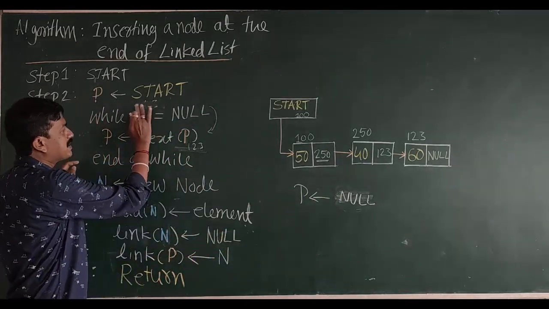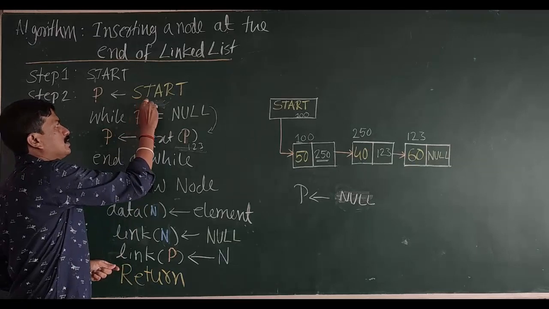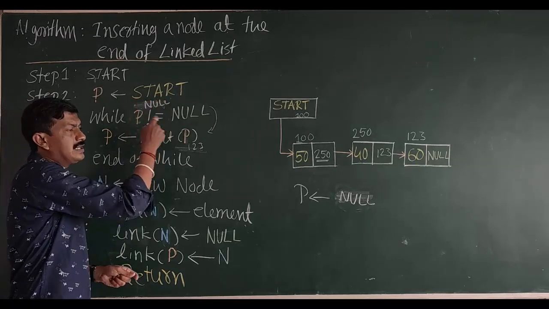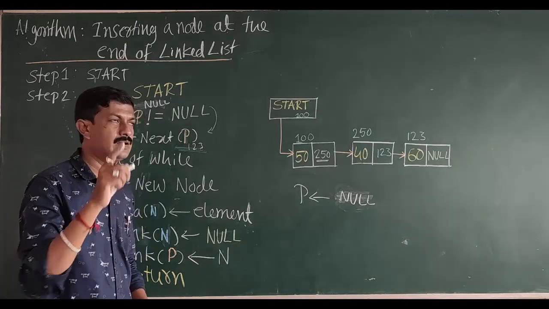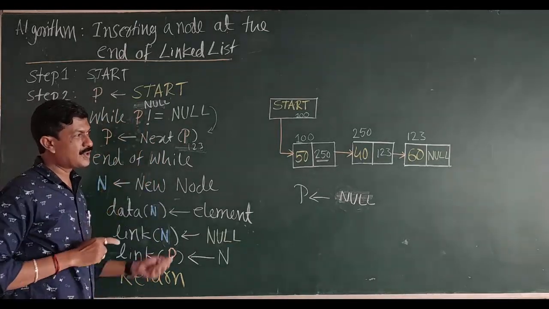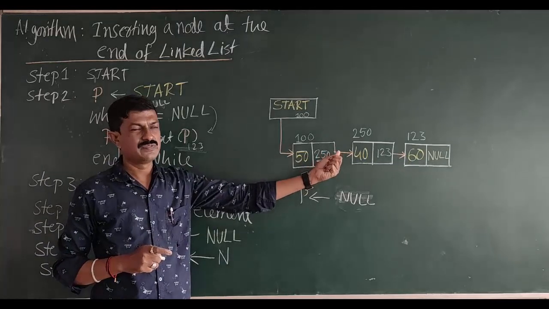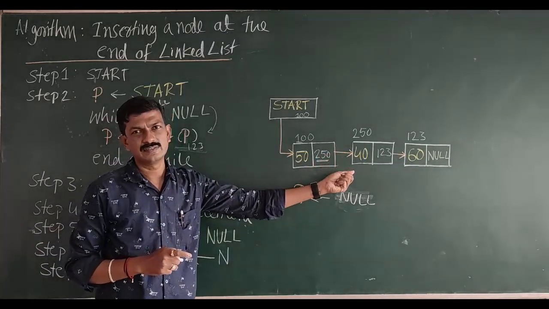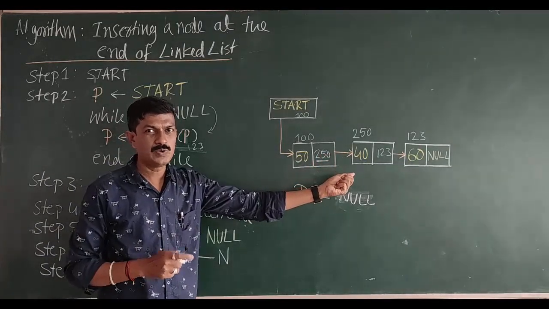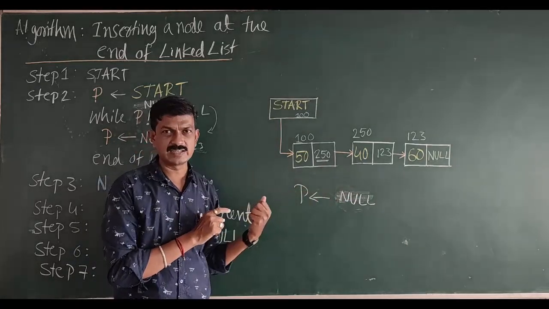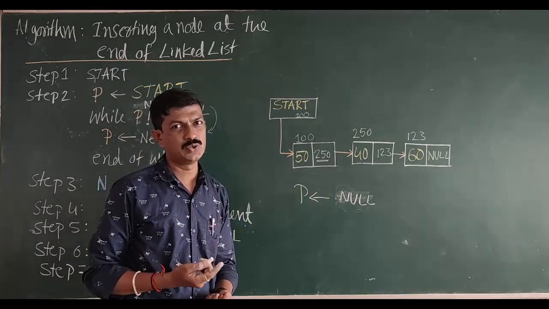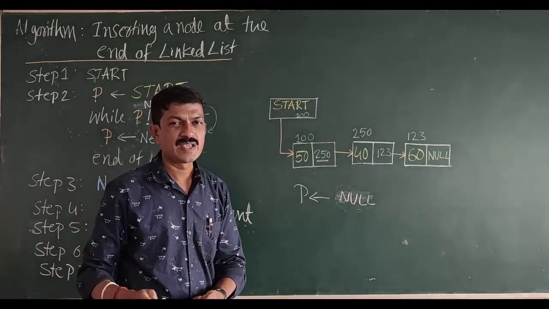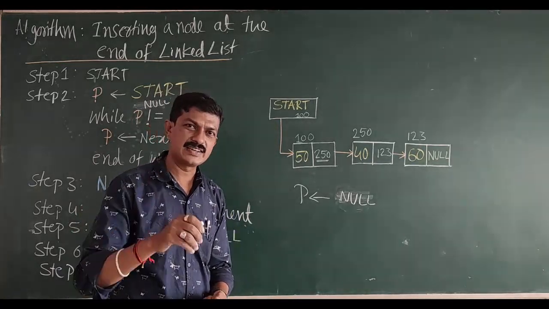Now it is going to repeat the while loop. Now null is not equal to null. The condition becomes false. Null is equal to null because we have traversed the given linked list. Now I am at the end of the linked list. Once I reach the end of the linked list, what do I need to do? I need to stop traversing. At that end, I need to create a new node.